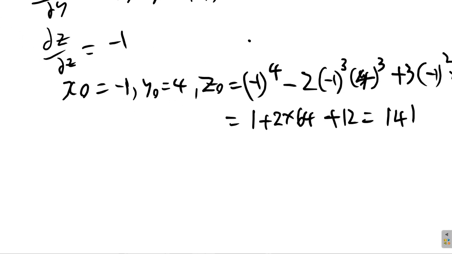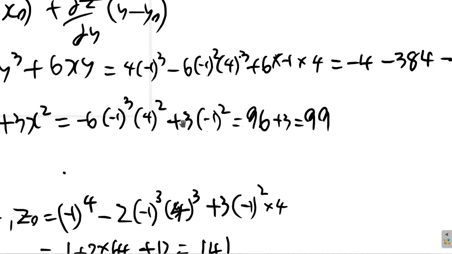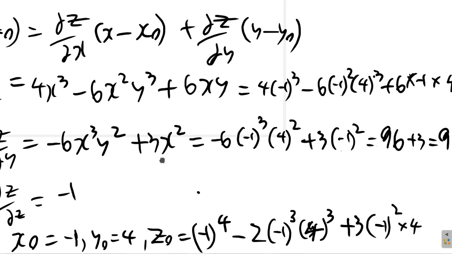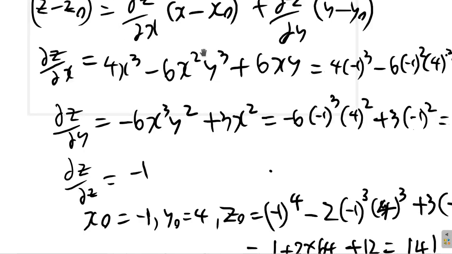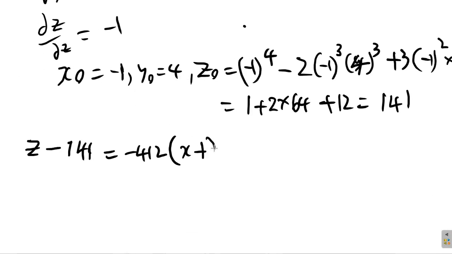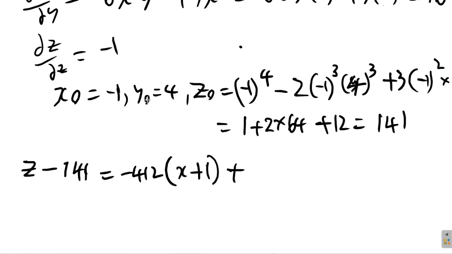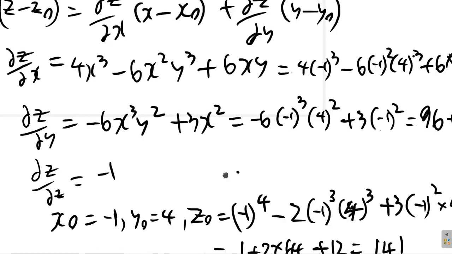So z minus z naught, which is 141, equals delta z by delta x at the point, that's negative 412, times x minus x naught, and x naught was negative 1, so x minus negative 1, which is x plus 1, plus delta z by delta y is 99, times y minus y naught, and then y naught is 4.